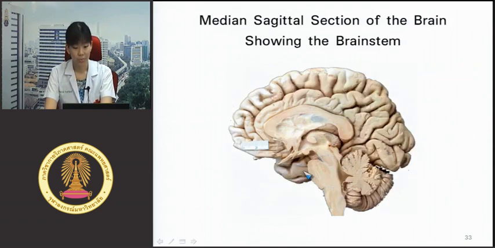Now we move on to the brainstem. Median sagittal section of the brain shows the brainstem, which is composed of midbrain, pons, and medulla.